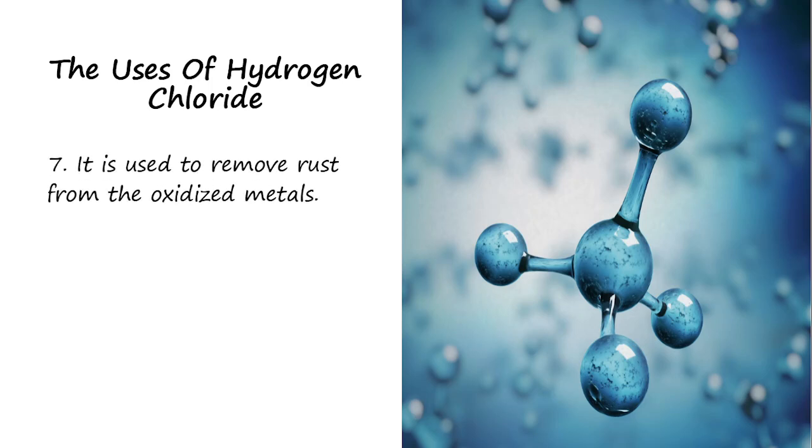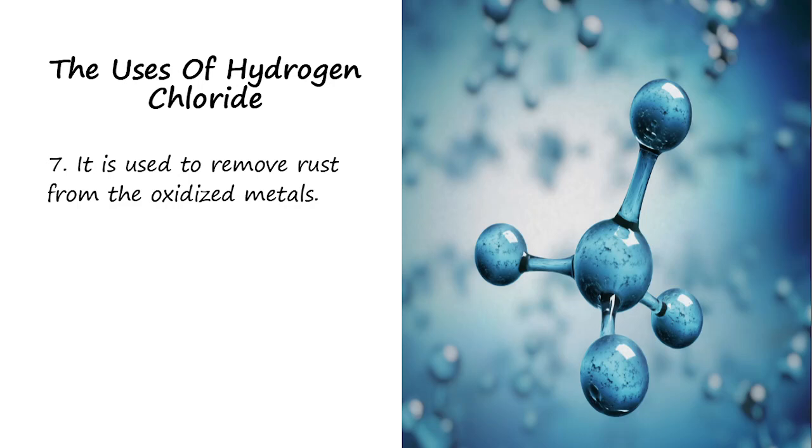The other one is used to remove rust from oxidized metals. That's another simple use of hydrogen chloride. It's used to remove rust, as we saw when we were discussing how to prepare hydrogen chloride. We saw that there can be reactions between hydrogen chloride and metal oxides. So it's used to remove rust from oxidized metals, as oxidized metals can be reacted with this hydrogen chloride.